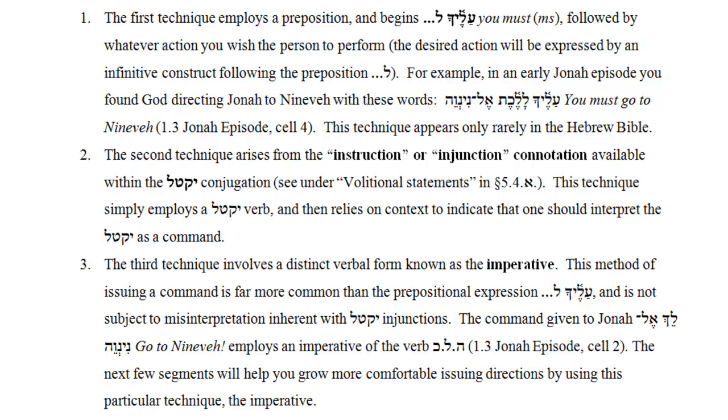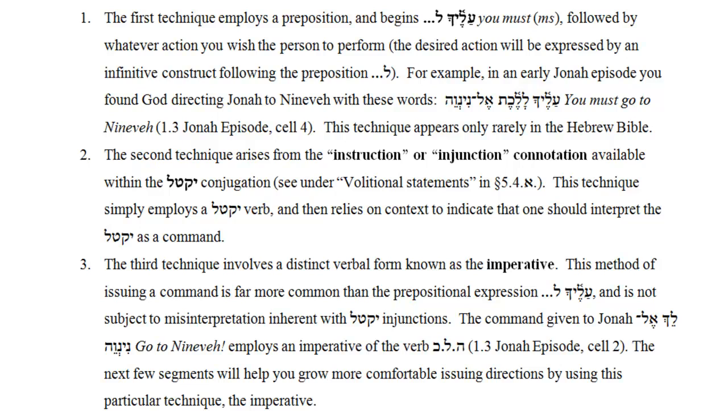The second technique arises from the yiktol conjugation as it stands, and it has to do with the instruction or injunction connotation that is available as one of the potential meanings for any yiktol expression. This is dependent on context to help the reader or the hearer understand that they should be inferring a command from the yiktol expression that they are reading or hearing.